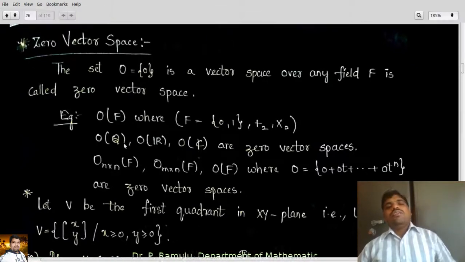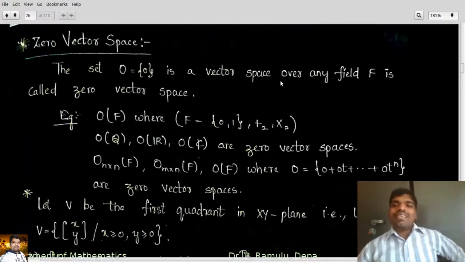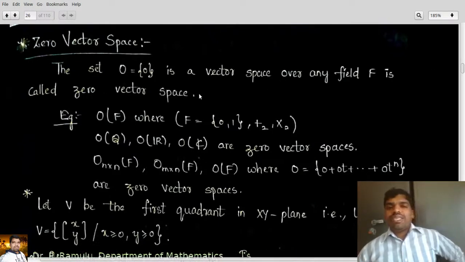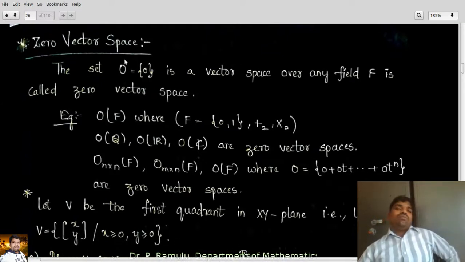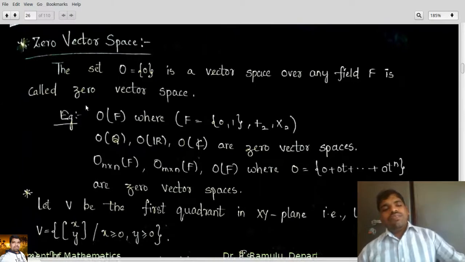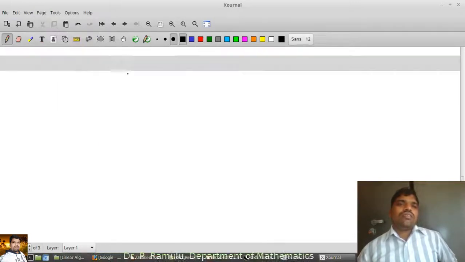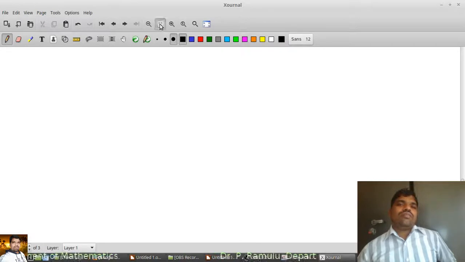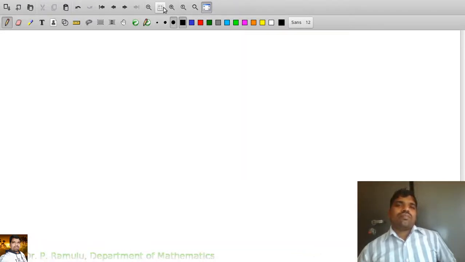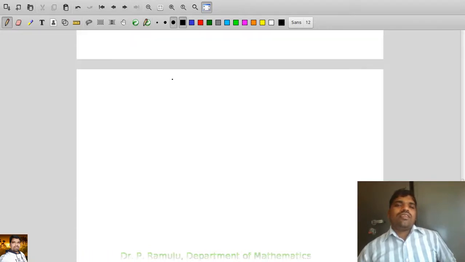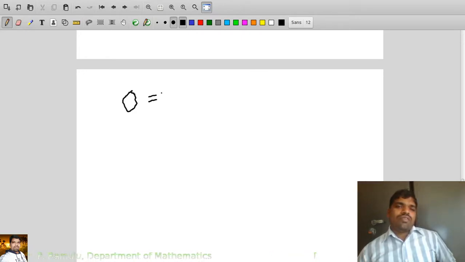Zero vector space: the set O equal to the singleton {0} is a vector space over any field F, called the zero vector space. Be careful, here the set O is capital O equal to the singleton {0}. How is it a vector space? I want to show that the zero set is a vector space over any field F, so I verify this.